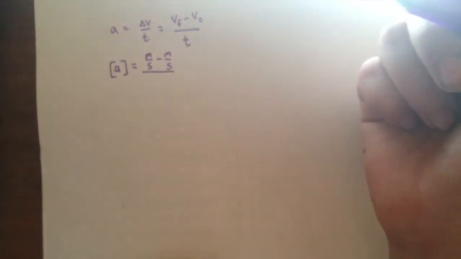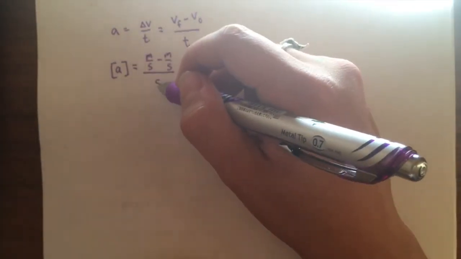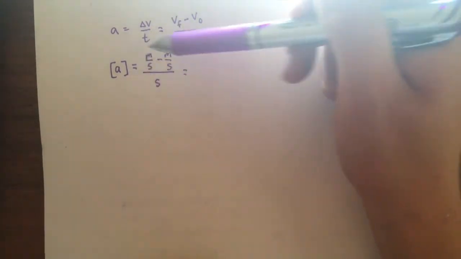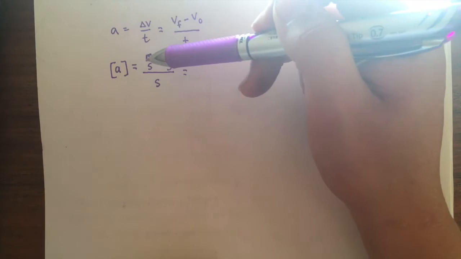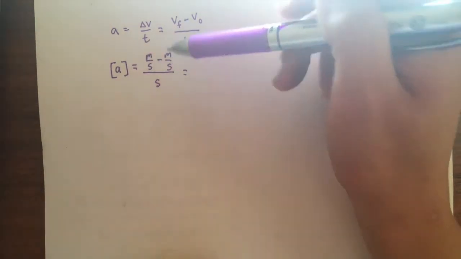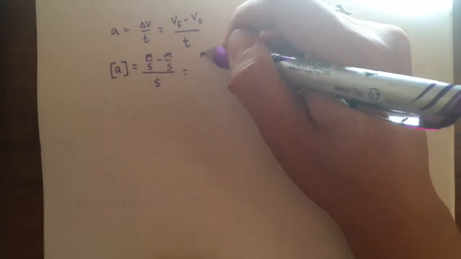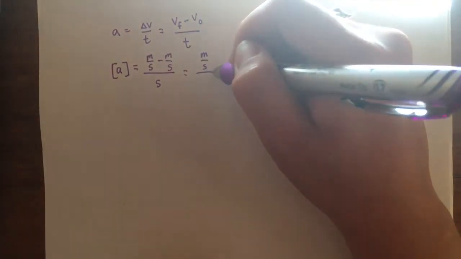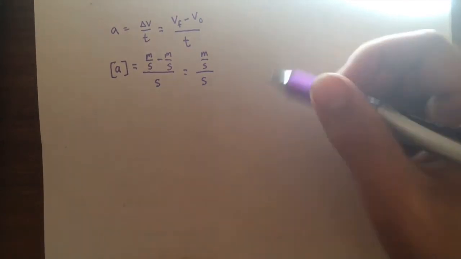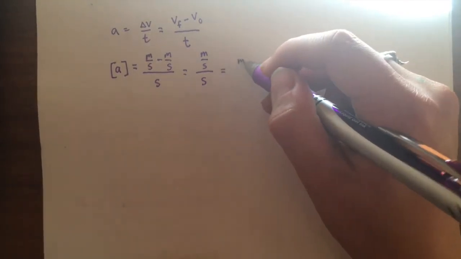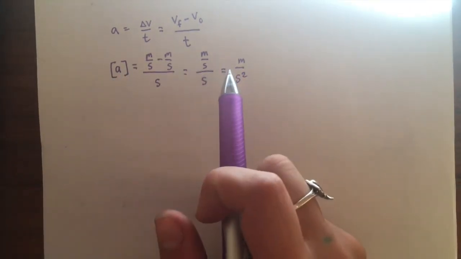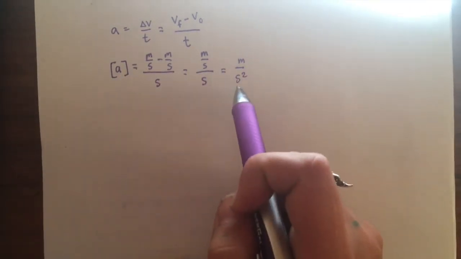And what's time measured in? Time is measured in seconds. Right now I'm just talking about units, not numbers, just units. So if I have two numbers with units of meters per second and I subtract them, I'm going to get a number with units of meters per second. And on the bottom I'm going to have seconds. Meters per second over seconds is equal to meters per second squared. So my units of acceleration are meters per second squared.